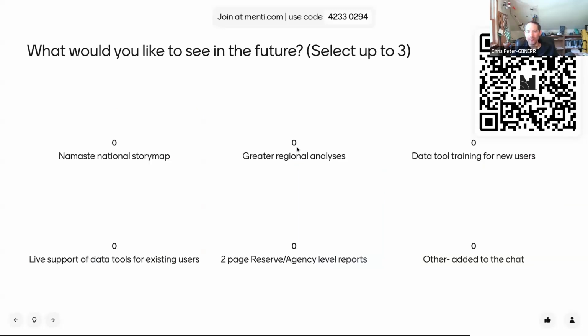What would you like to see in the future? You can select up to 3, so use your likes carefully. Is it a national story map? Is it greater regional analyses? Is it data tools for new users? Is it something that we don't have listed here at all? Is it 2-page reports that are more for the general audience? Is it live supportive data tools?